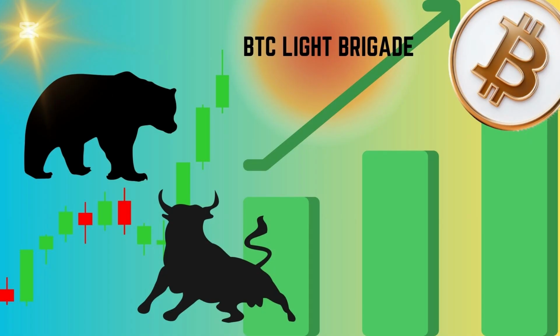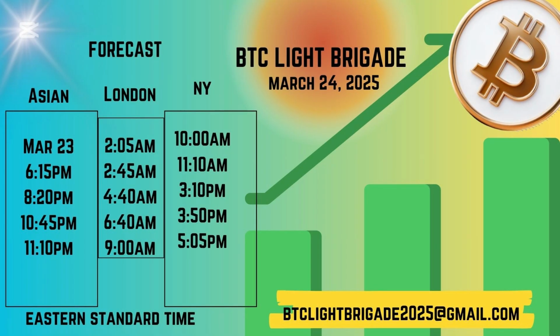So last week I left you with a forecast for March 24th. Let's just take a look at that right now. Alright, so this was the forecast. We've broken it down into 3 sessions, the Asian, the London, and the New York session. The first 4 times in the Asian session are all actually for March the 23rd, that's the evening, and all the times here listed are in North American Eastern Standard Time.